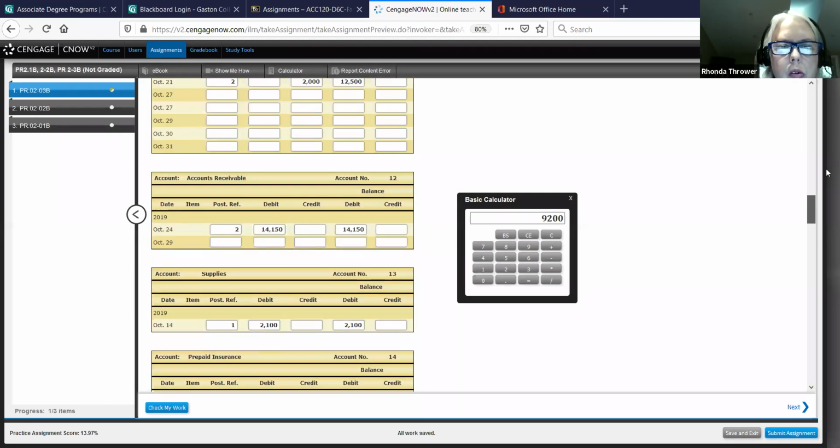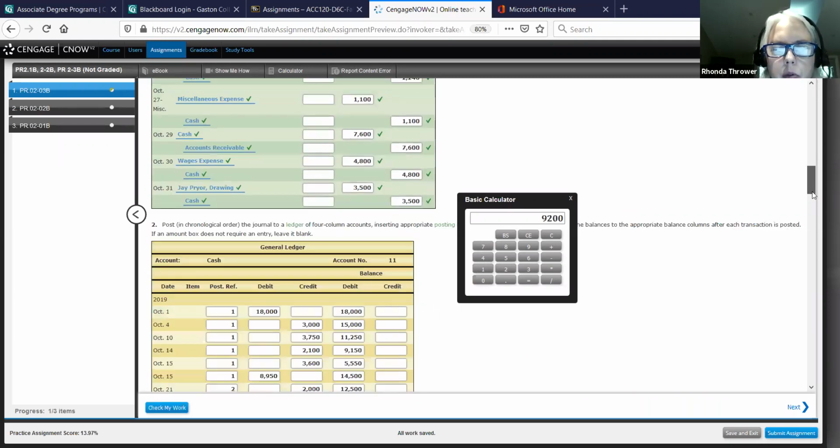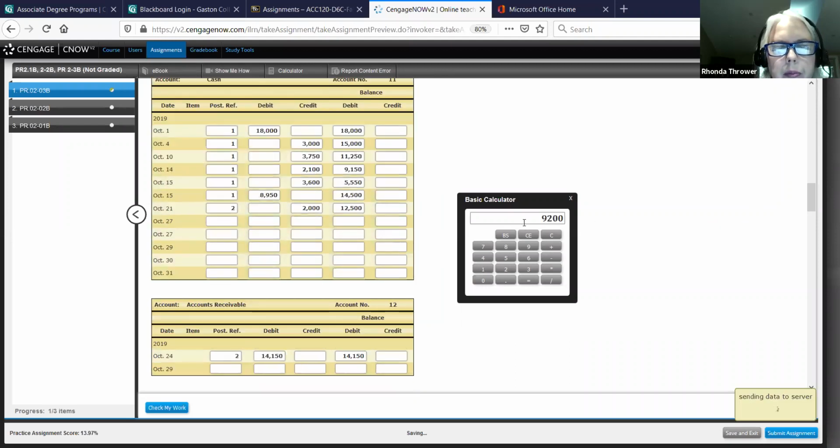54. It's going to go right here. And then my cash is going to be credited for $22.40. Cash is going down. So its previous balance was $12,500. I'm going to subtract $22.40 from that. And that's going to give me $10,260 is my new balance in the cash account.